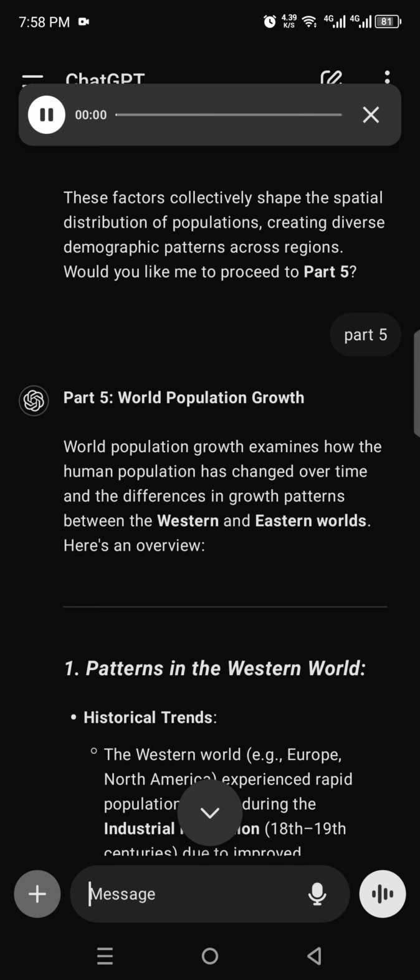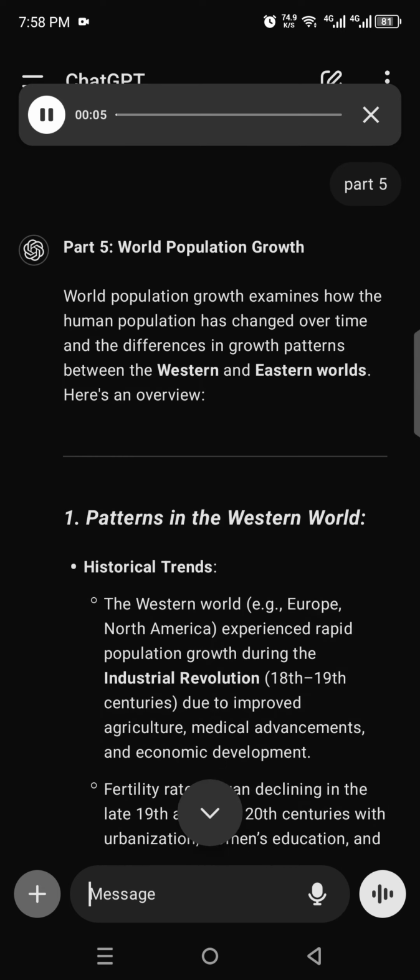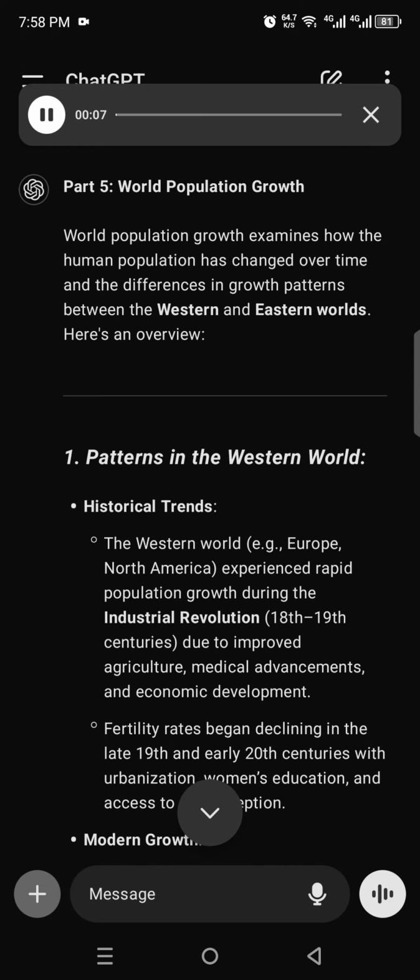Part 5, World Population Growth. World population growth examines how the human population has changed over time and the differences in growth patterns between the Western and Eastern worlds. Here's an overview. 1. Patterns in the Western world.